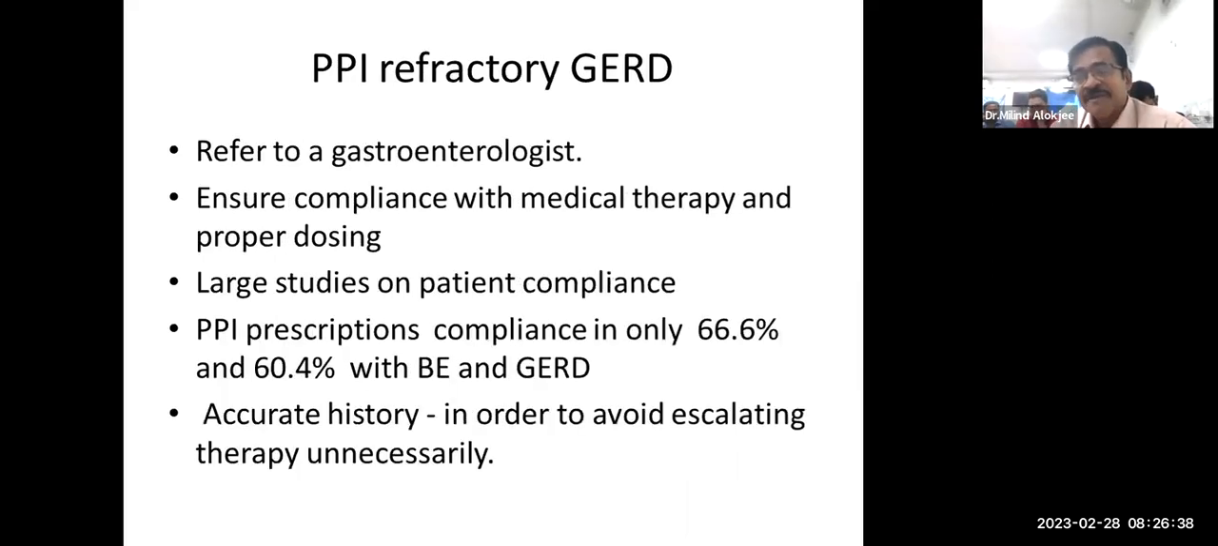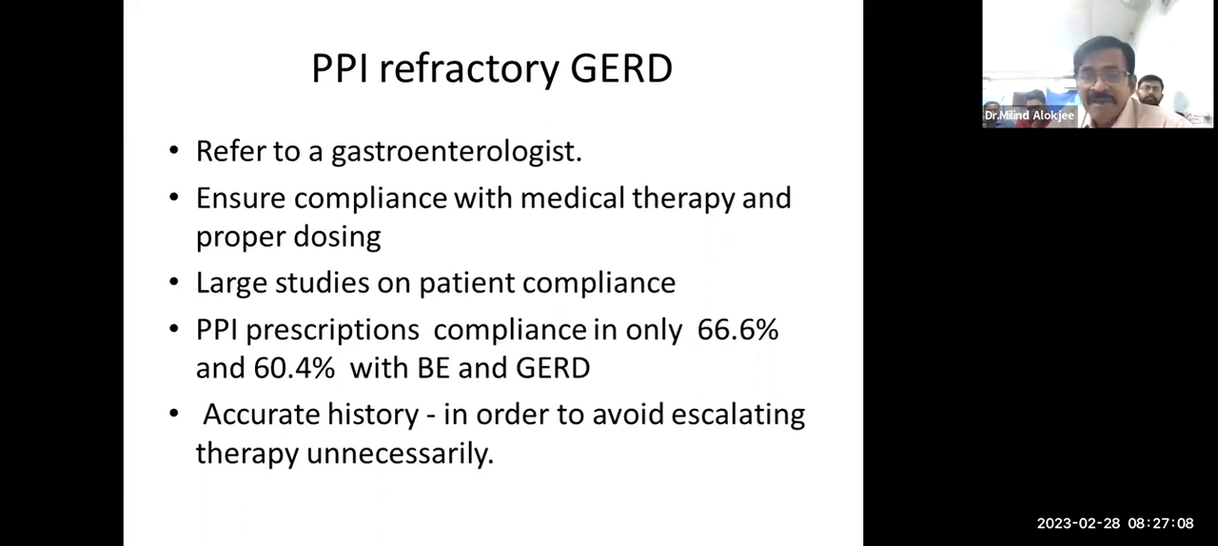What is PPI refractory GERD? If the patient has persistent symptoms in spite of empirical PPI therapy, we refer to that patient as PPI refractory GERD. So that patient should be evaluated by a gastroenterologist. And the first thing to assess in this patient is to inquire from history whether the patient is compliant, whether he is taking the proper dose and the proper PPI therapy.